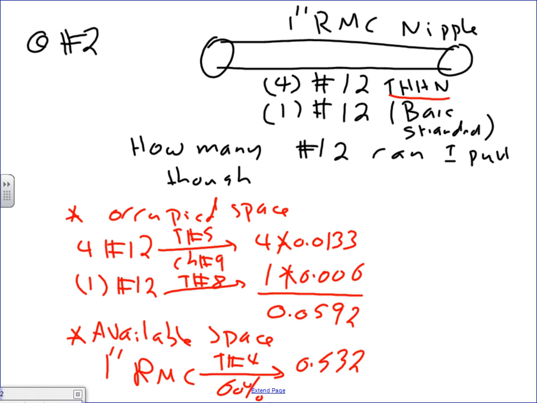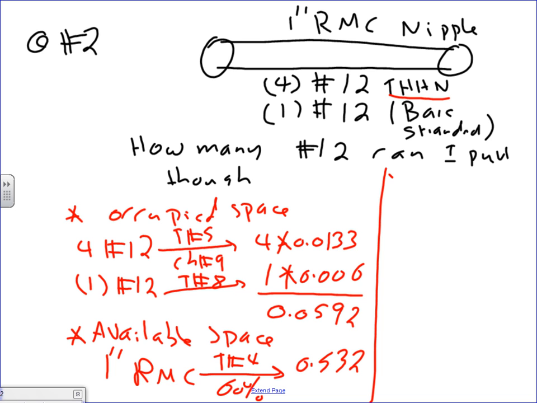Did they do it wrong? I don't know where you got the 0.532 under the 60-degree column. Oh, because it's a nipple. Guys, it's a nipple. You always go for 60-degree fill, 60%. Okay, everybody's there? 60%, 0.532.